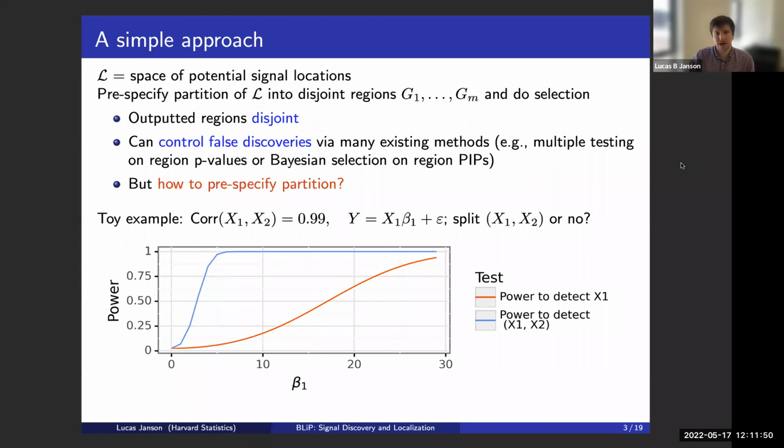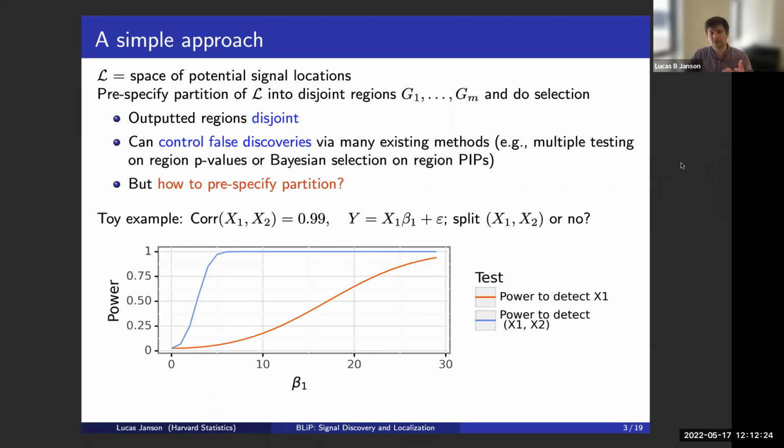And this shows the power of those two approaches. We can see that for very small signals, we have a fair bit of power to detect the pair x1, x2, but almost no power to detect x1 individually. Again, that makes sense because of the strong correlations. But as the signal size grows, we eventually do get power to detect x1. So if our signal size is large, which we wouldn't know a priori, we'd really like to partition things into x1 and x2, because detecting x1 alone is far more informative than detecting x1 and x2 jointly.